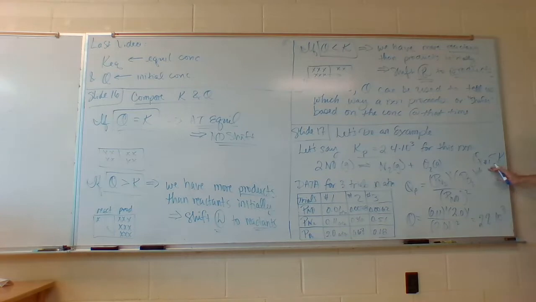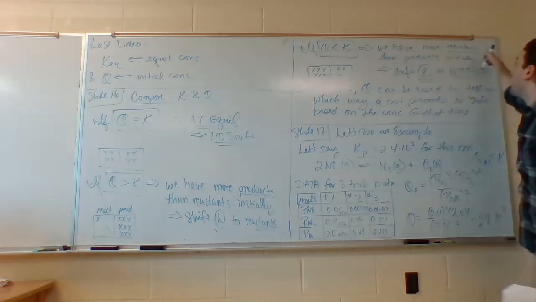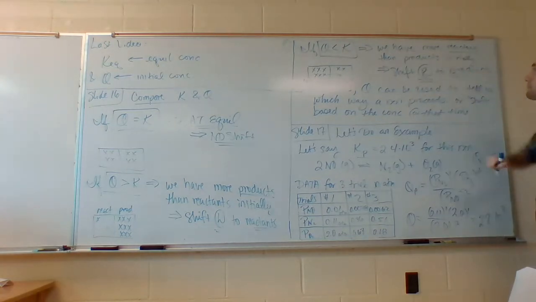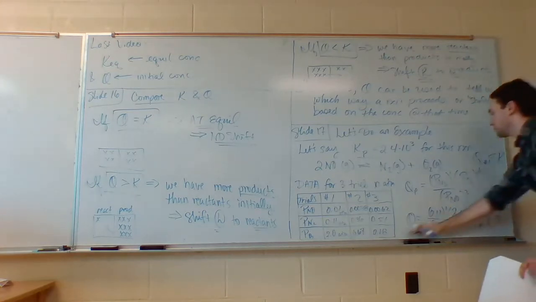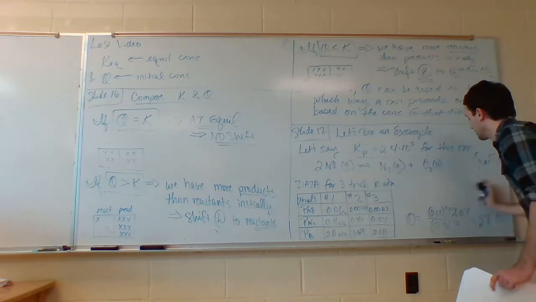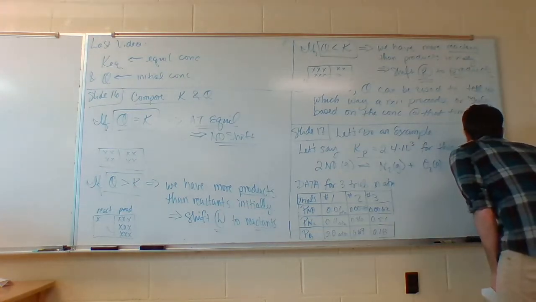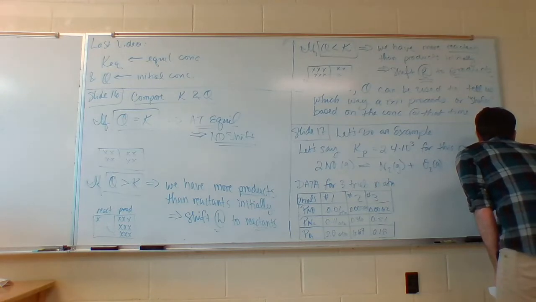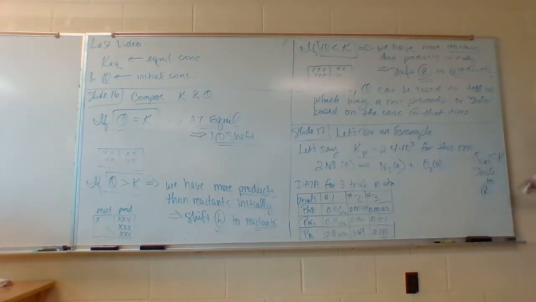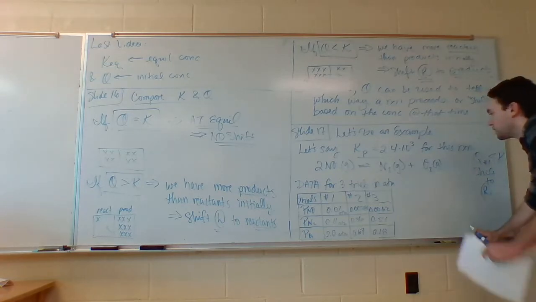Now, if Q was less than K, then that means we have more reactants than products, all right? And that means we're going to shift to the right to balance out. All right? So again, when Q is less than K, we're going to shift to the right to make more product. Okay? So that was for trial 1.